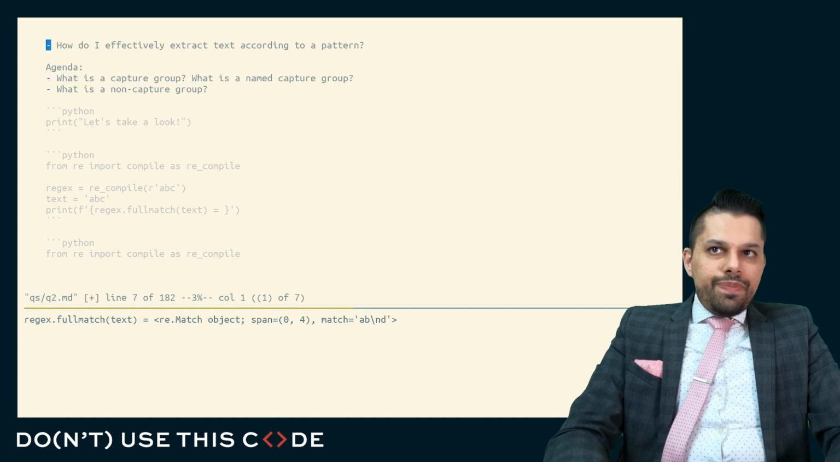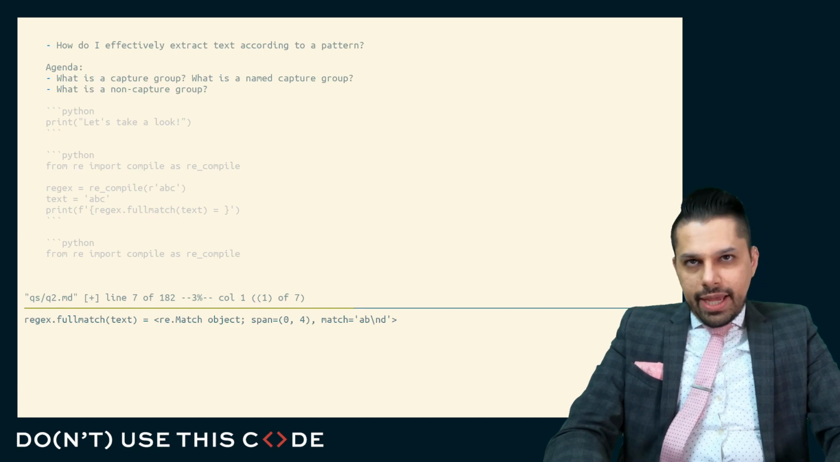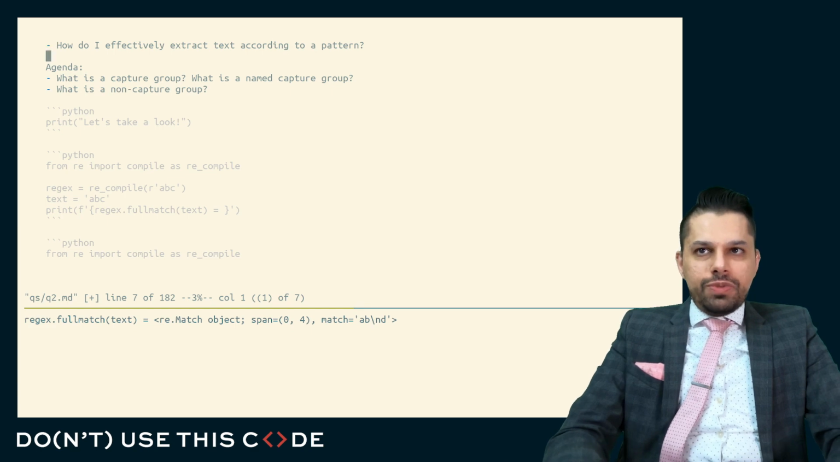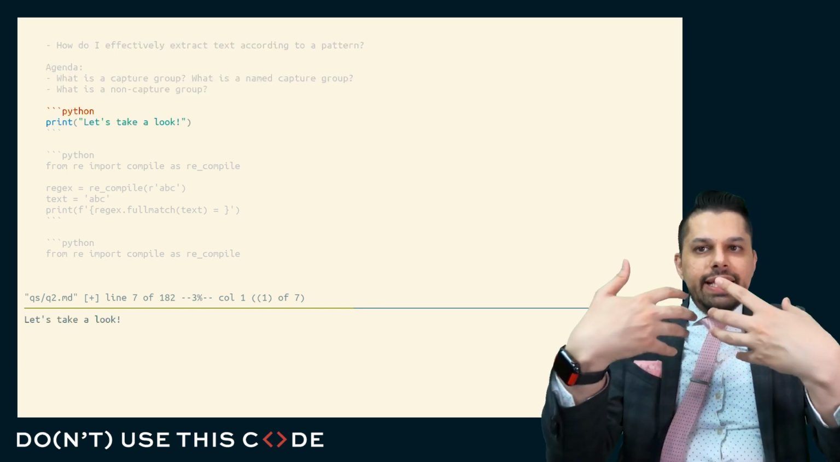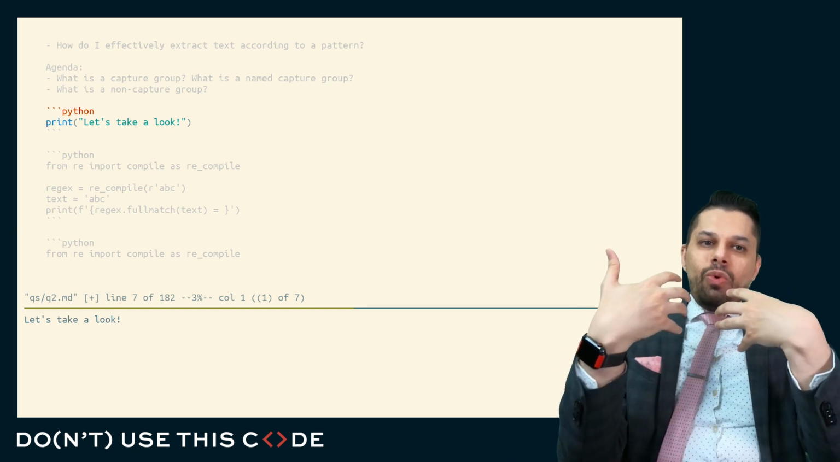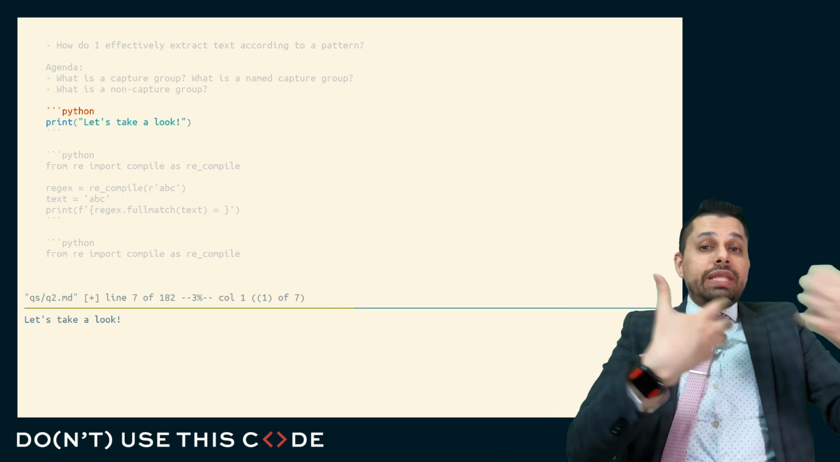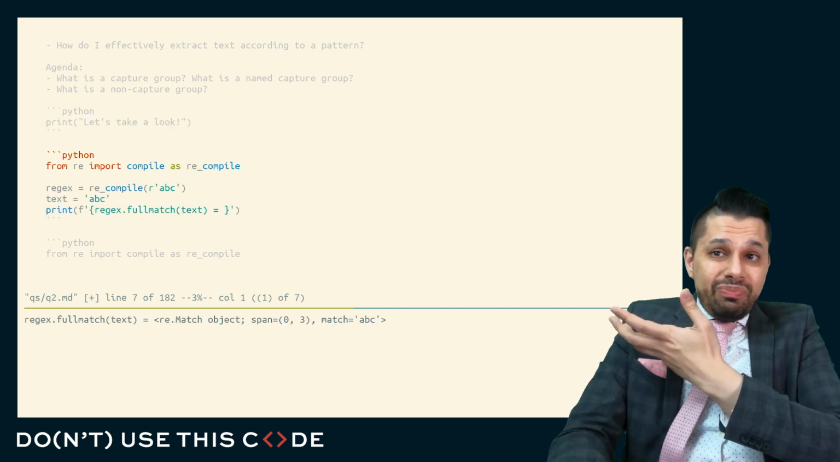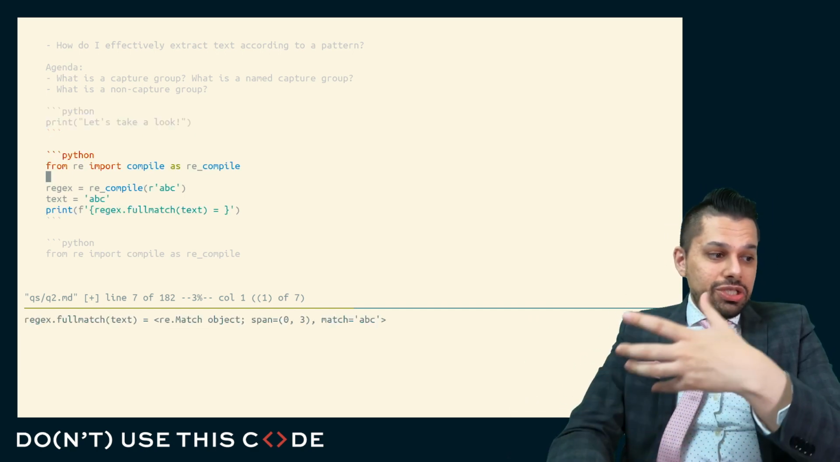This question is titled, How do I effectively extract text according to a pattern? And we're going to talk about capture groups and named capture groups. Because when we think about things like a date example, it's not just that we want to match against a date, it's that we want to match against a date and pull out what the year, the month, and the day was.